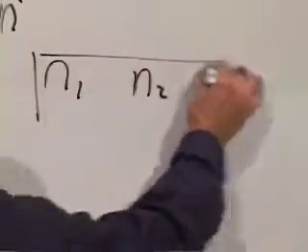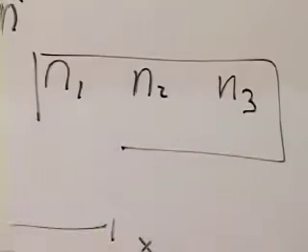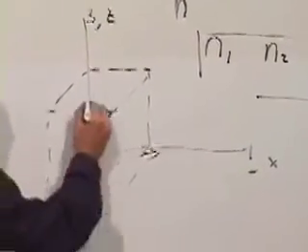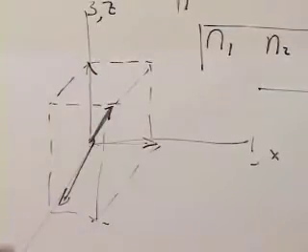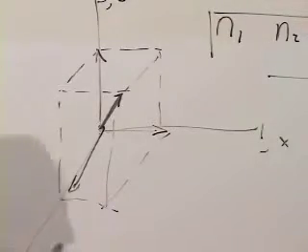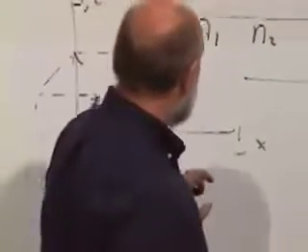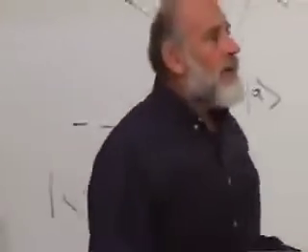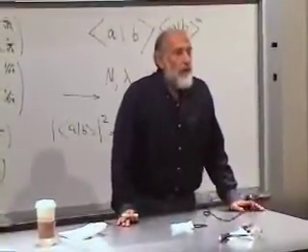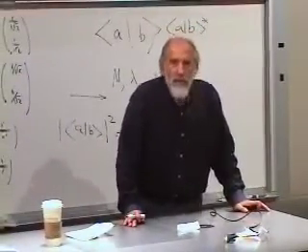Those are the components, and they're basically this component and this component. You add them up, and you get the pointer that's pointing in some arbitrary direction. These are the components of the pointer. Now, what about the component of the spin along the direction n? How do we calculate that?